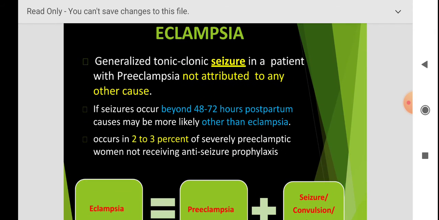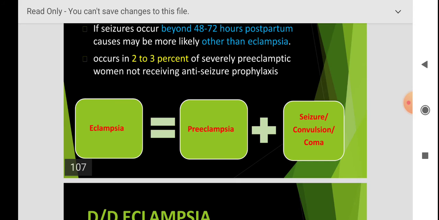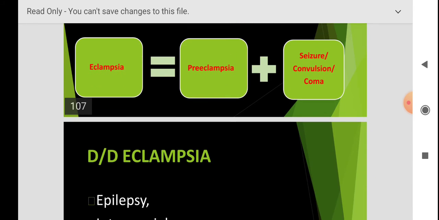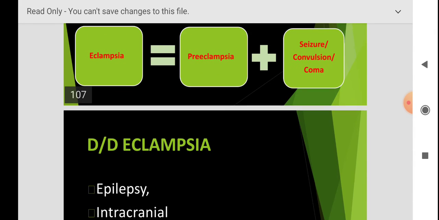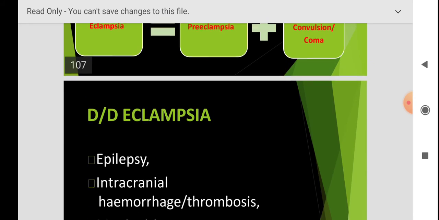In eclampsia, how does the patient present? There is generalized clonic seizure in a patient with preeclampsia, not attributed to any other cause. She should not have any other causes for these convulsions. If seizure occurs beyond 48 to 72 hours postpartum, the causes may be more likely other than eclampsia. It occurs in 2 to 3% of severely preeclamptic women not receiving anti-seizure prophylaxis. Eclampsia is nothing but preeclampsia plus seizures or coma.